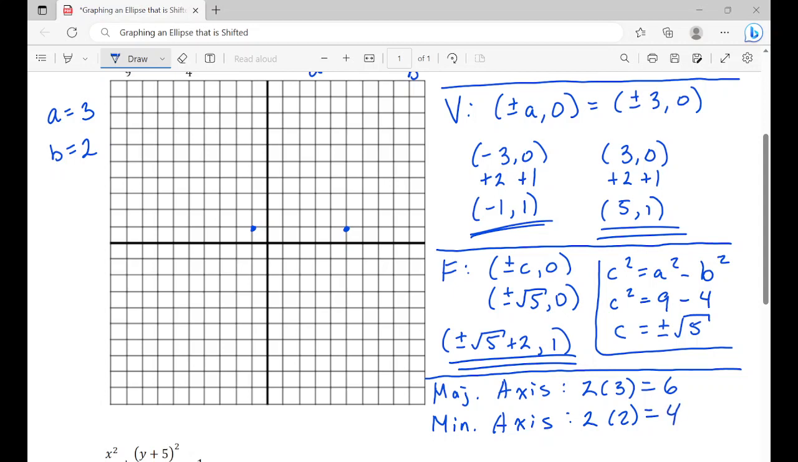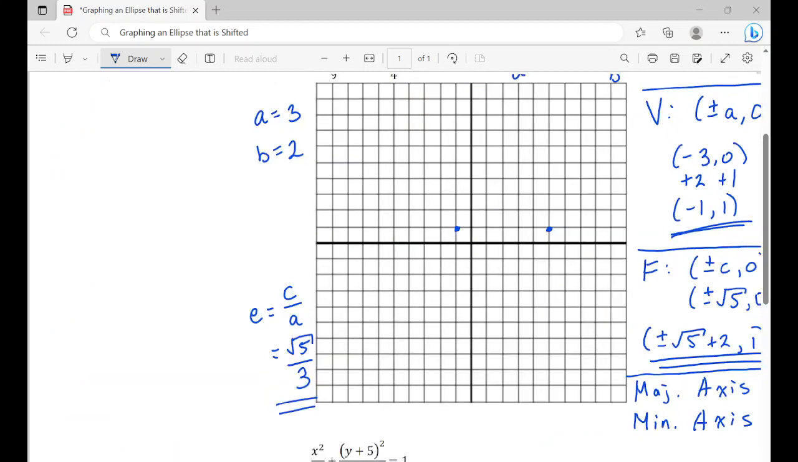And if you want to, you can even find the eccentricity of this. Shifted, it doesn't really make a difference. The eccentricity is still going to be c over a. In this case, our eccentricity, I'll put over here since I ran out of room, c over a is going to end up being square root of 5 over 3.